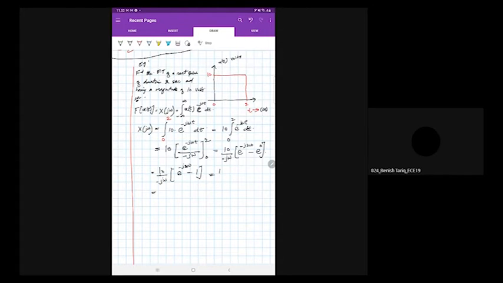Sir, it will be e raised power minus j omega, e raised power minus j omega divided by e raised power minus j omega. Minus or plus? Plus, sorry. Plus j omega. Yes, it is plus. Then it will be minus 1.